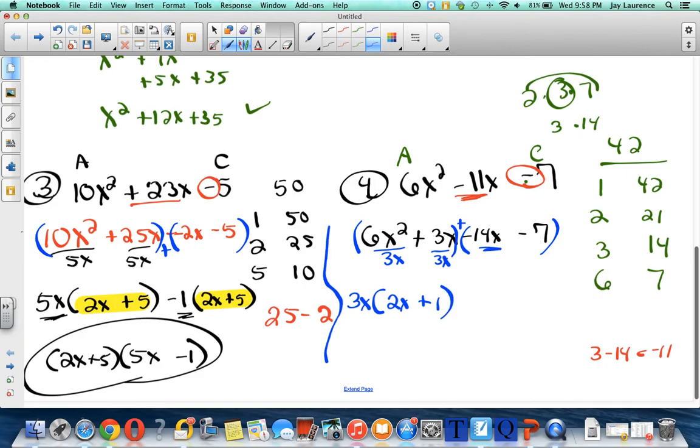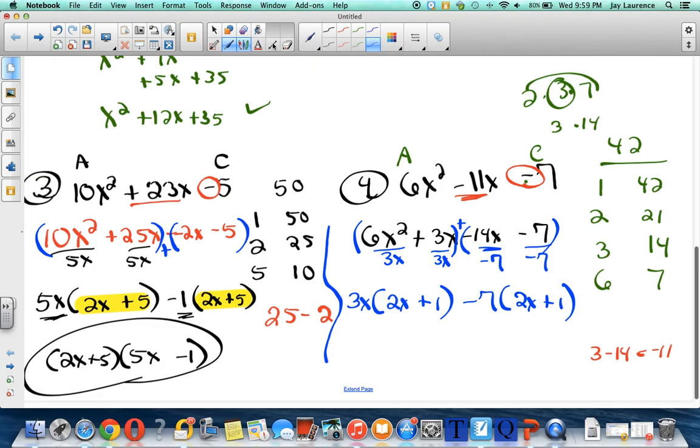Here, I think I'm going to factor out a negative 7. How did I know negative 7? Well, these are both positive, the 6x squared and the 3x. So what I get left in the quantity, I'll want them both to be positive. So I'll factor out a negative 7, and I'll get a 2x plus a 1.